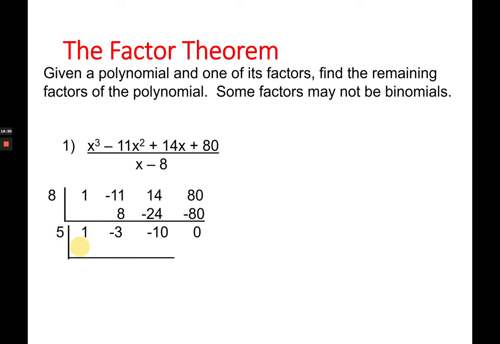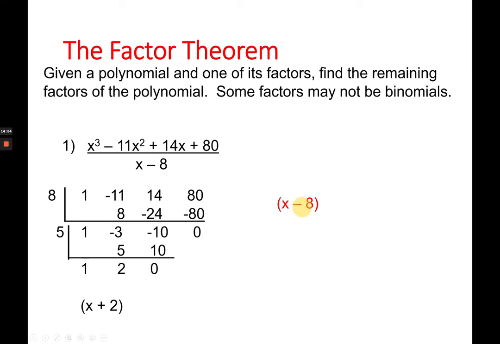So let's start trying. Bring down 1. 1 times 5 is 5. 5 plus negative 3 is 2. 2 times 5 is positive 10. Amazingly, when you add, you have a 0. And you are actually done. Because your factors are, by the way, this 1 and 2 actually now can be written in a depressed polynomial, x plus 2. And so your first factor is the x minus 8 because of course it resulted to 0.